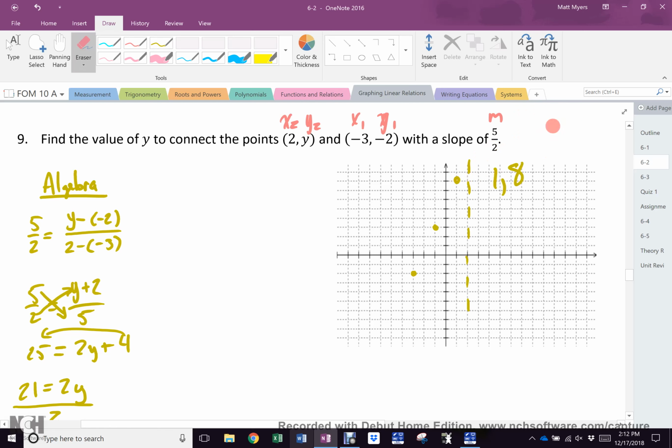Oh, wait. That would be the next point way up here, right? At 3, 13. Everyone agree? But I don't want 1 or 3. What do I want? 2, which is right in the middle. So I would need right in the middle of 8 and 13, which is 10.5. Is everybody good?